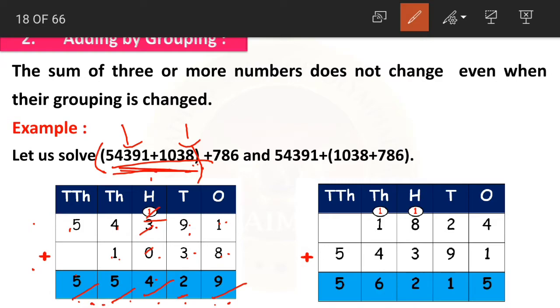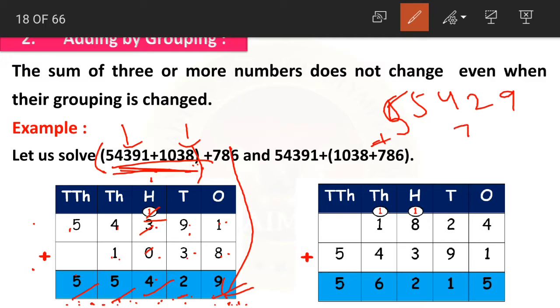Now what should we do with this answer? We should add 786 to this. Yes, we should add 786 to this. Now 55,429 plus 786. 9 plus 6 becomes 15.